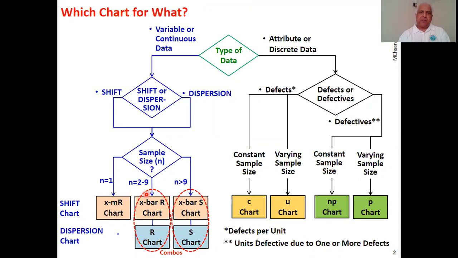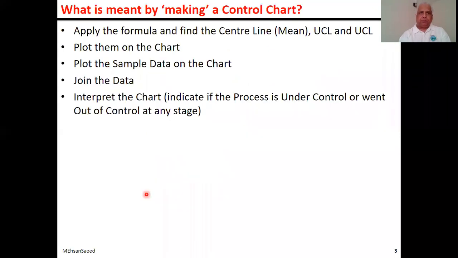Control charts are best understood with examples, but before I take the first example, two important points. First point is what is meant by making or creating a control chart. It essentially involves 5 steps. The first step is to apply the formula for that chart and find the center line or the mean of the chart, the upper control limit, and the lower control limit. Sorry for the typo over here, it should be lower control limit.